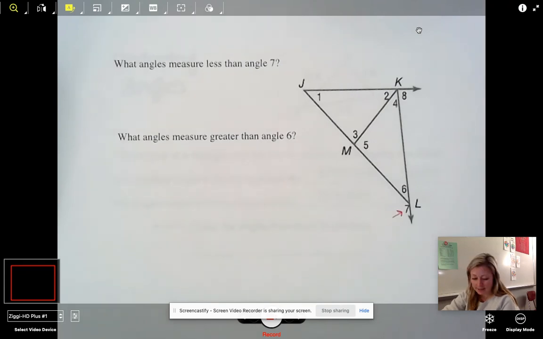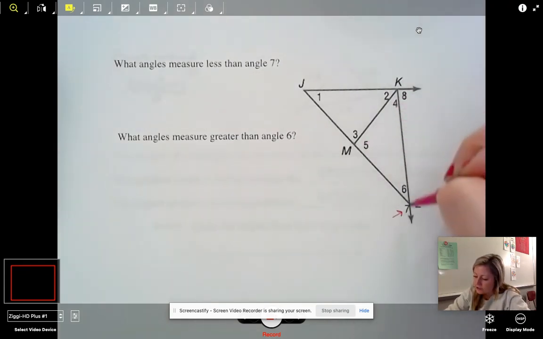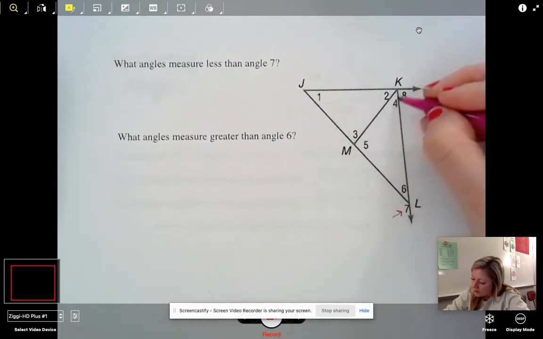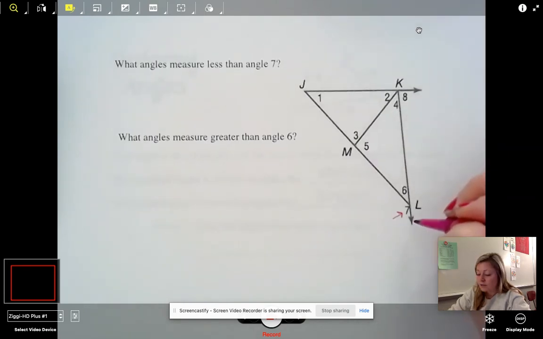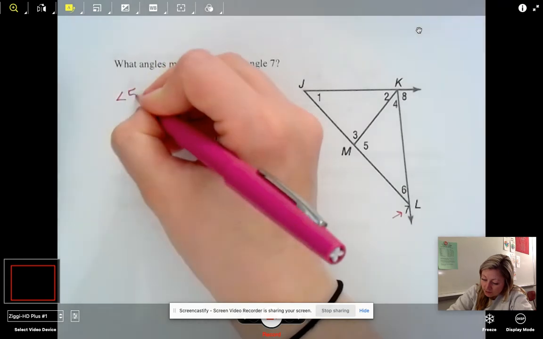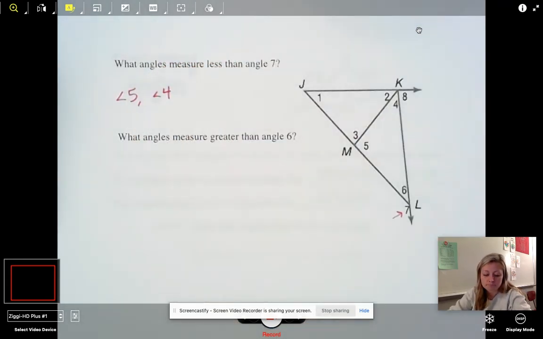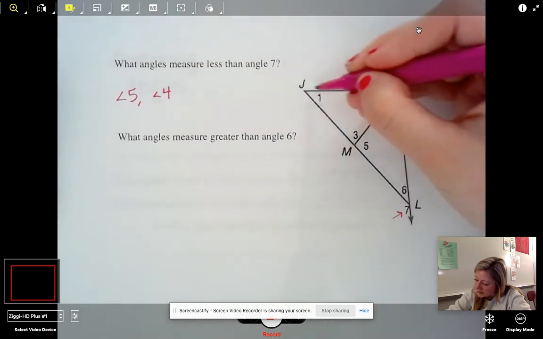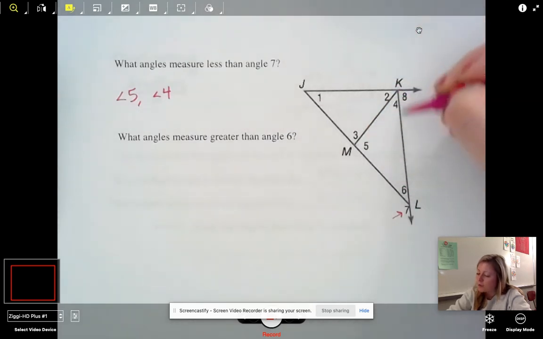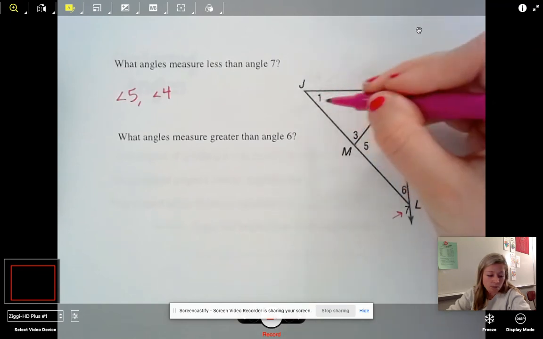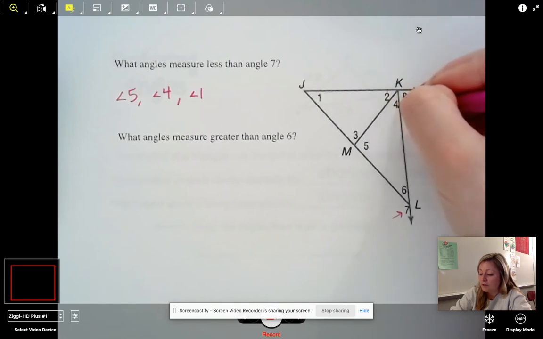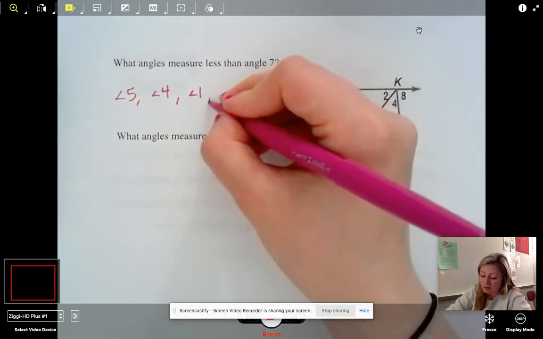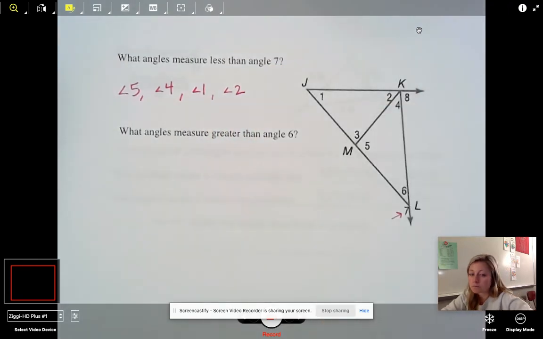So if we look at this triangle here, do you guys see this triangle, the smaller one? Well, we would know that angle 5 and angle 4 added together give me 7. So by default, those two would measure less. But now if we focus on this big triangle, what would our two remote interior angles be? It would be angle 1, and that would take 2 and 4 plus 1 to give me 7, so then angle 2 as well. I think that's it for sure.